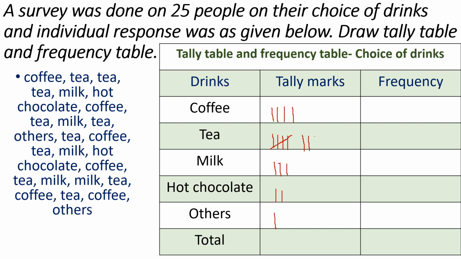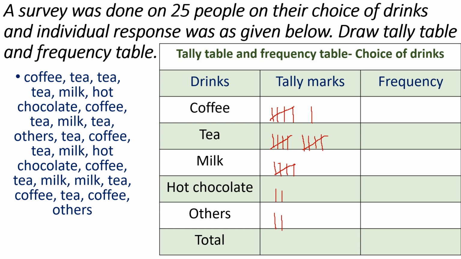Then for tea, one tally mark in front of tea. Then milk, one tally mark in front of milk. Then again milk. Now after 4, for fifth we will do like this. Then tea, and then coffee. Then again for coffee, this time we will do like this. And then again tea. It means again we have to do this kind of line across. Then coffee, and then others. So by this way we can mark tally marks.